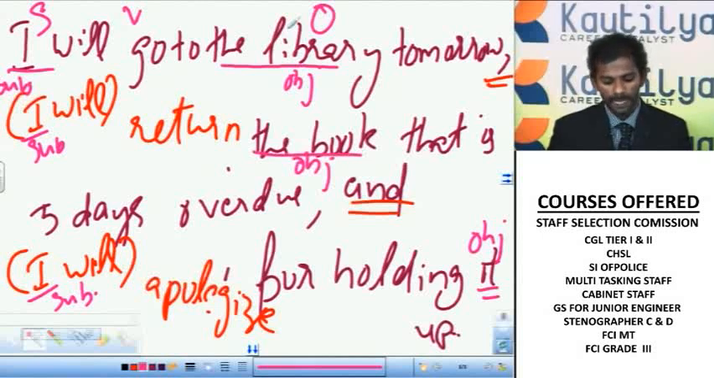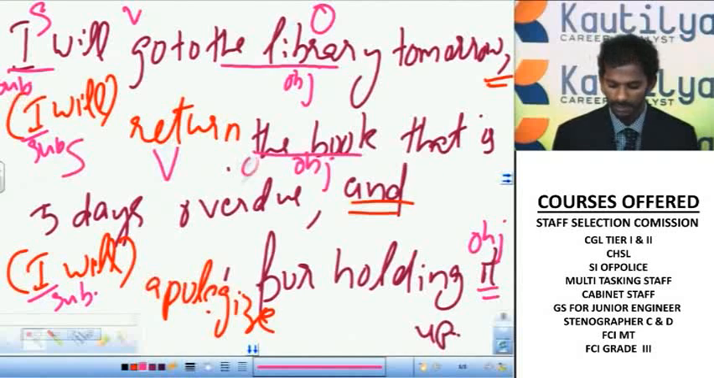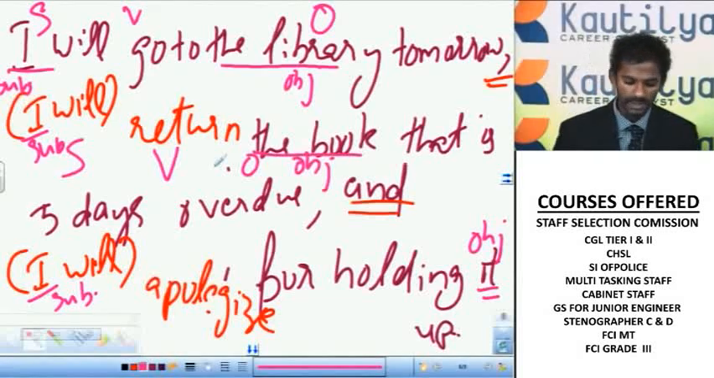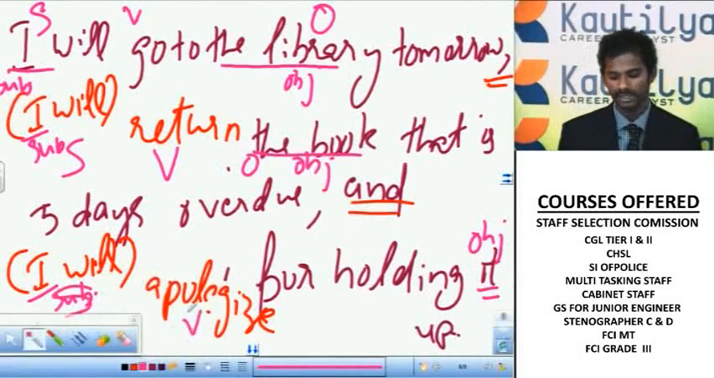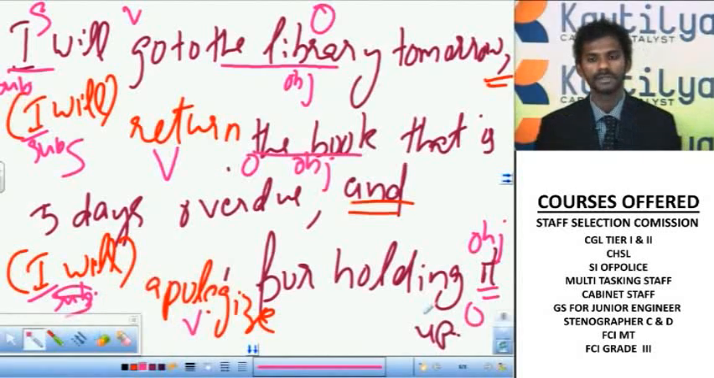Come to the second one. I will return. I will is understood there. I will return the book that is 5 days overdue. Subject is I, comes first. Verb is will return, comes second. Object is the book, comes third. So this idea is also in the order subject, verb, object. That is also in the active voice. Now we have to think about only one more idea. Last one. Apologize for holding it up. Subject here is I, that is understood. Verb is will apologize and the object is it. So the last idea is also in the order subject, verb, object, that is active voice.